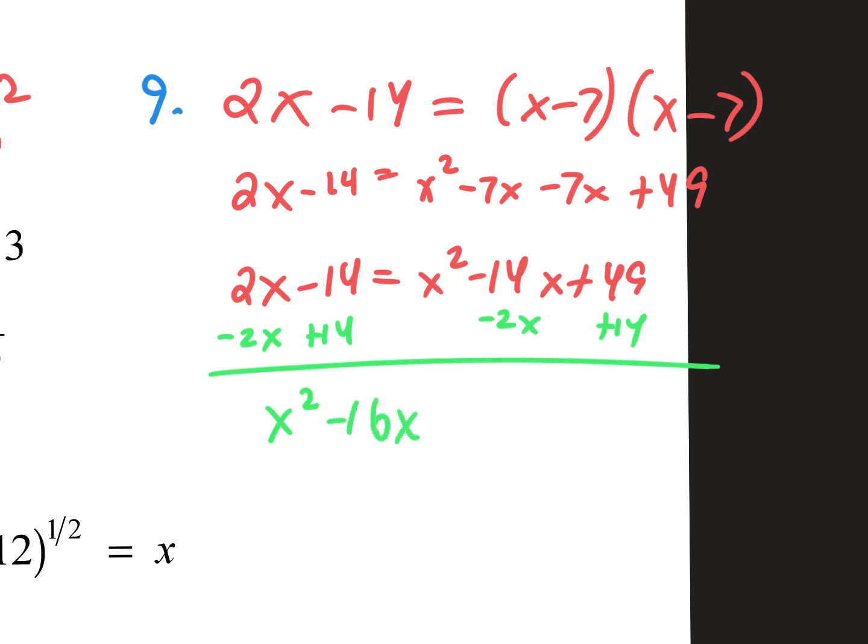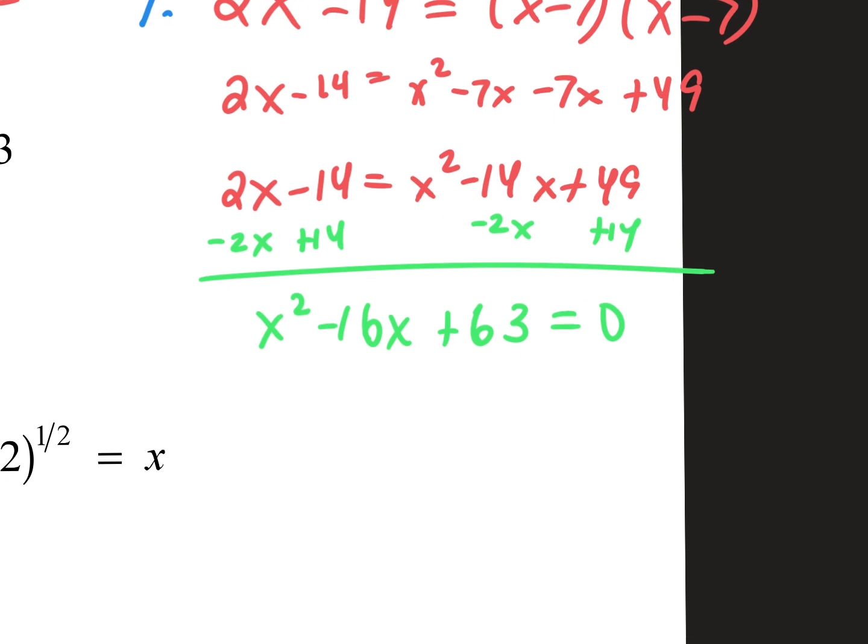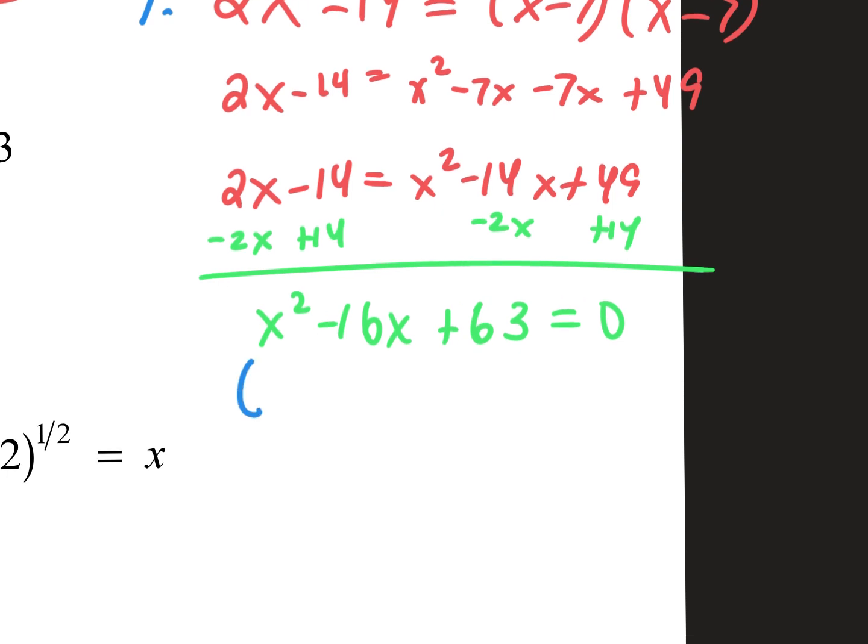What's 49 and 14? What is it? 63. Plus 63, equals 0. Everybody agree? Okay. So now I say, okay, well, can I factor this? Are there two factors of 63 that'll multiply to give me a positive 63, but add to give me a negative 16? Yep, 9 and 7.